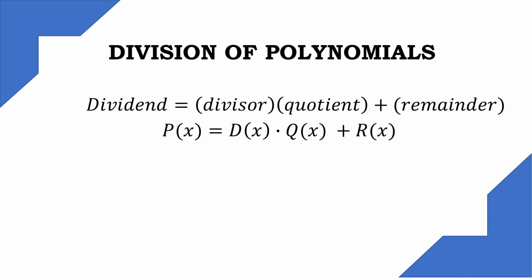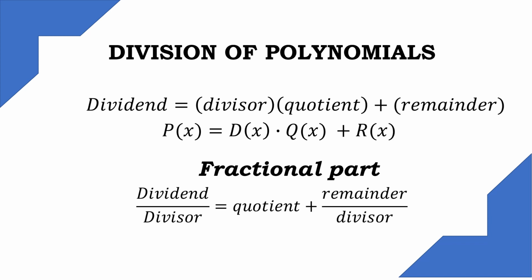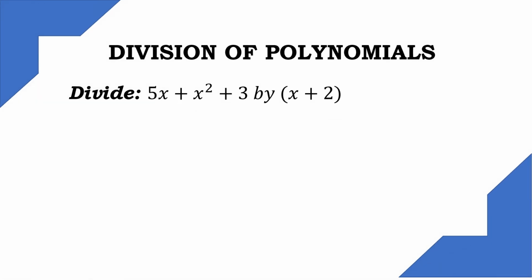However, when the remainder is expressed as a fractional part of the divisor, then the general format becomes dividend over divisor equals quotient plus the remainder over the divisor. Now, let us consider this example. We will use the conventional long division to divide 5x plus x squared plus 3 by x plus 2.